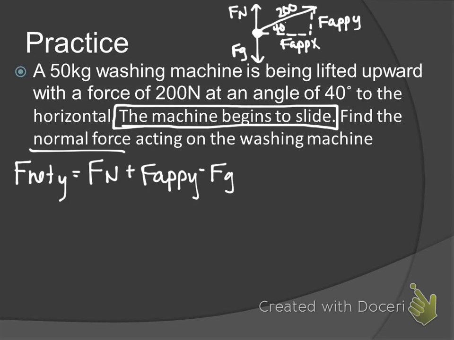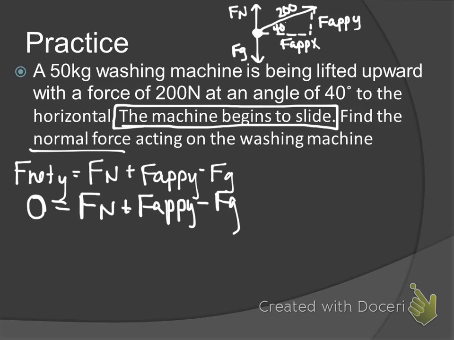We know that the net force for this particular system in the vertical direction is equal to what? 0. Our net force in the vertical direction is 0 because it's not accelerating in the vertical direction. Essentially, it's at rest in the vertical direction, and the net force of anything at rest has to be 0. So 0 is equal to F sub n plus force applied y minus F sub g.